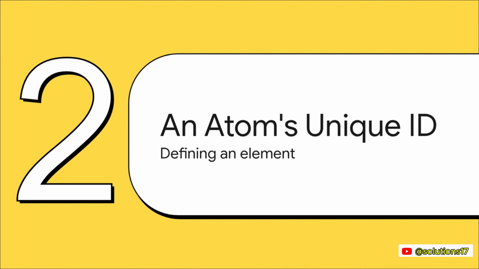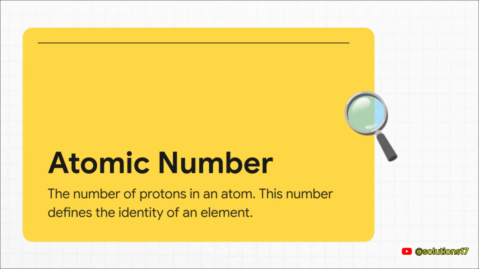Okay, so we've met our three subatomic particles. But here's the thing. One of them is way more important than the others. It holds the key to an atom's entire identity. And that, my friends, is the proton. The number of protons in an atom's nucleus is everything. We call it the atomic number, and it's like an atom's social security number or its fingerprint. It is the one thing that defines what that element is. If you change the number of protons, you literally change the element.